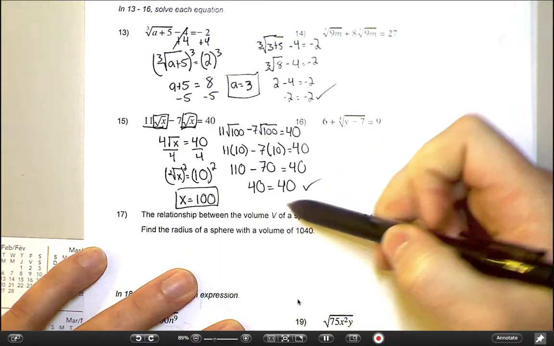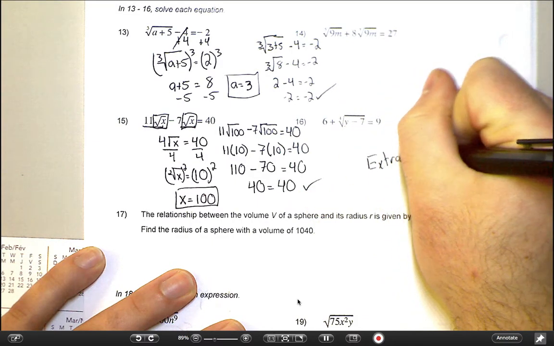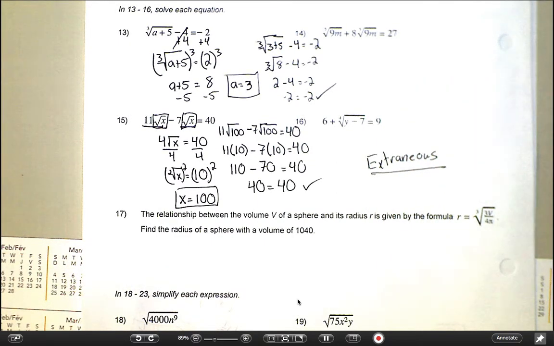Okay? If this check does not work out, remember the phrase that we use is extraneous. Extraneous is that word for everything worked out as well as it possibly could, but our answer still in the end did not satisfy your equation.